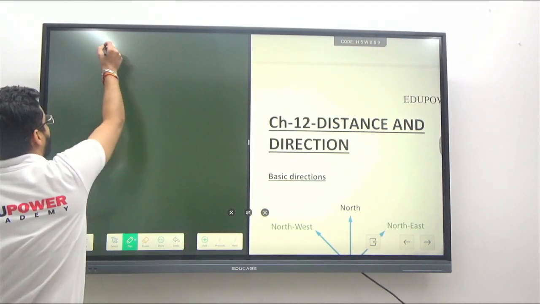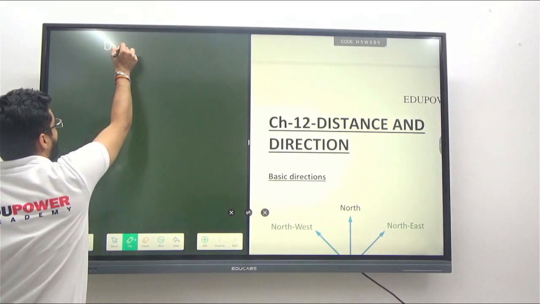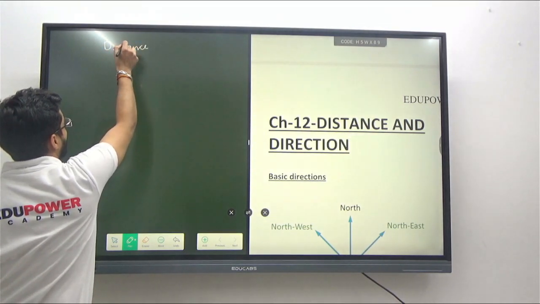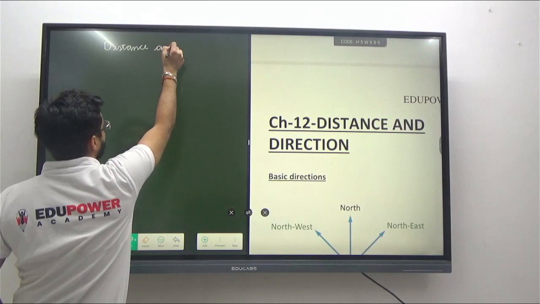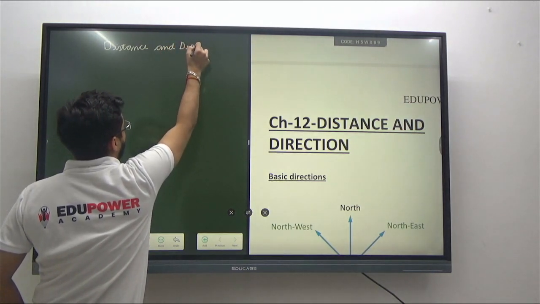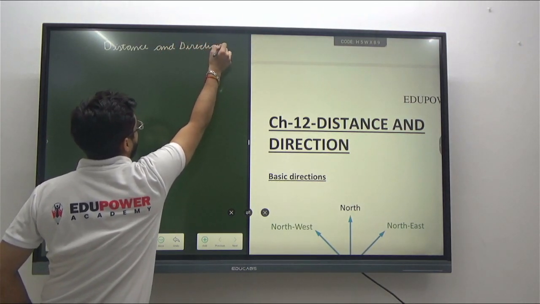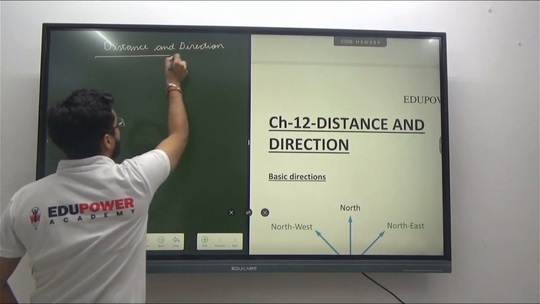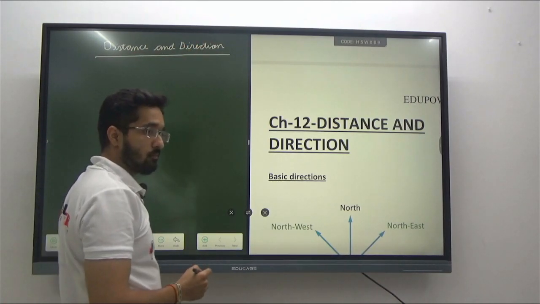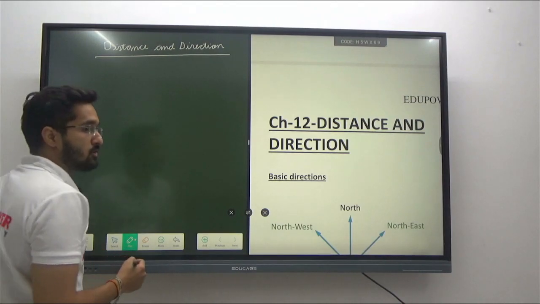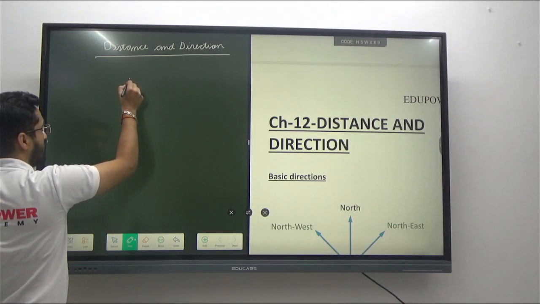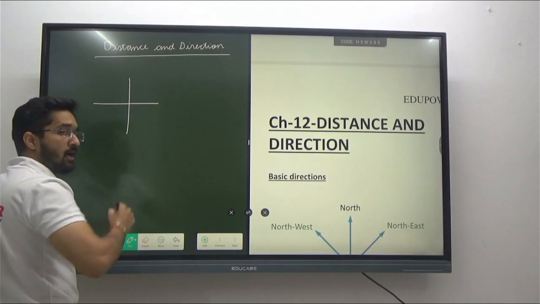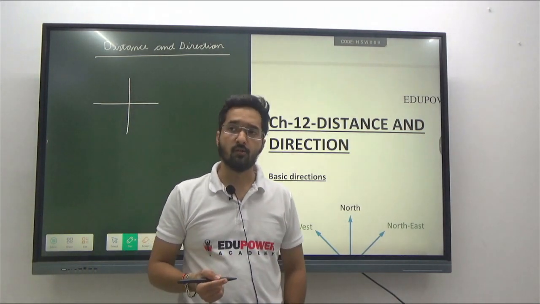Each one of you, please have a notebook with you and note down whatever I am telling: distance and direction, a chapter on logical reasoning. Please have a note of whatever I am teaching. In this chapter, first of all we will study the basics and then we will move on to the advanced level questions.